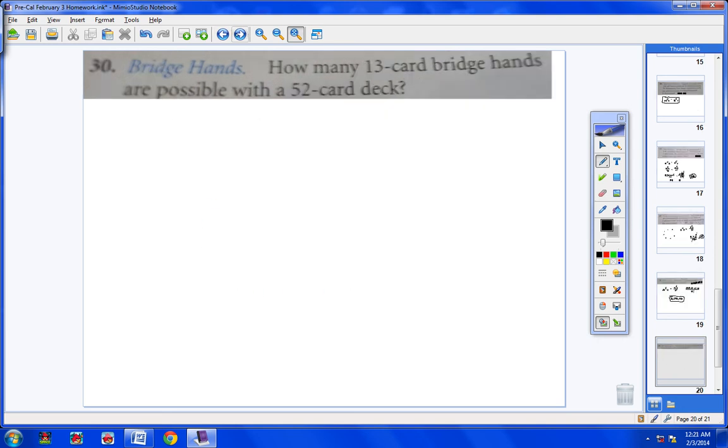All right, number 30. How many 13-card bridge hands are possible? Well, it would be, I have a total of 52, and I want to take out of that 52 sets of 13. So basically what I have would be 52 permutations of 13 all over 13 factorial. Now I don't think we're going to write all of this out.